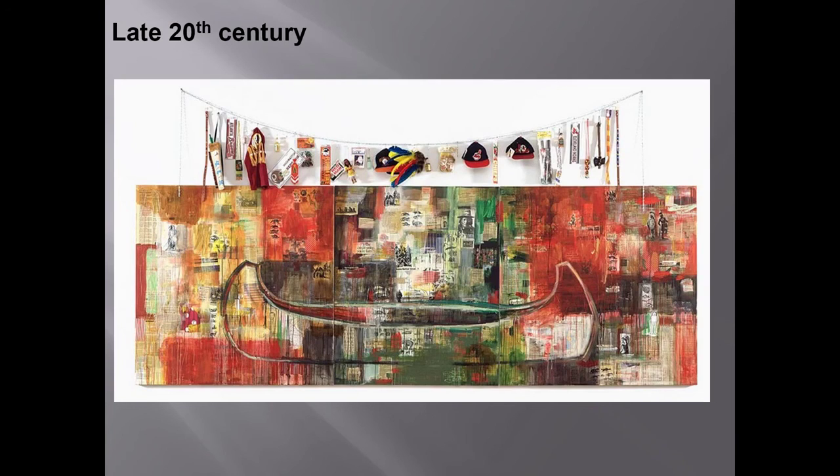Why was this work created? Why so many splashes of red? What are the figures hanging from the clothesline on top, and what do they represent? And with that, we move toward the 20th century and the home stretch.